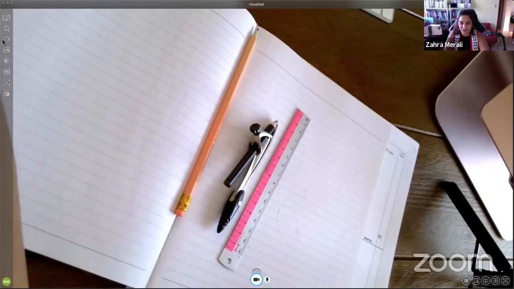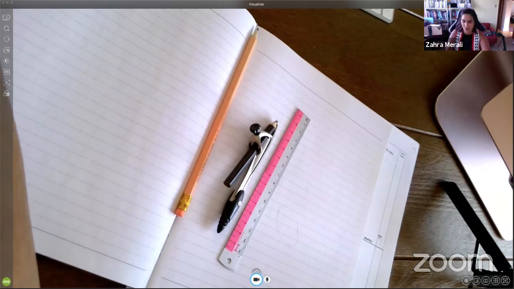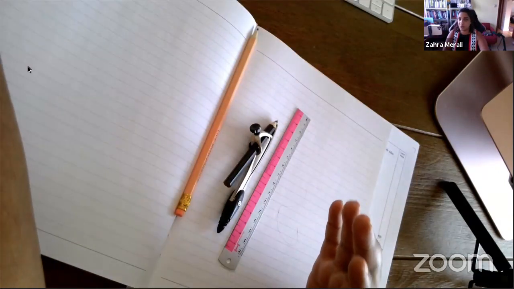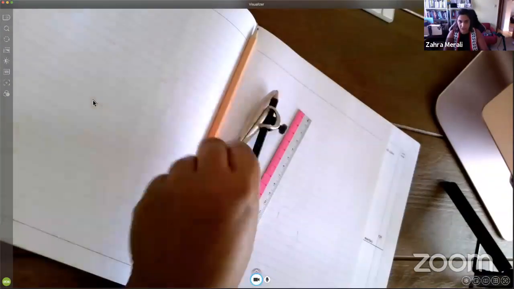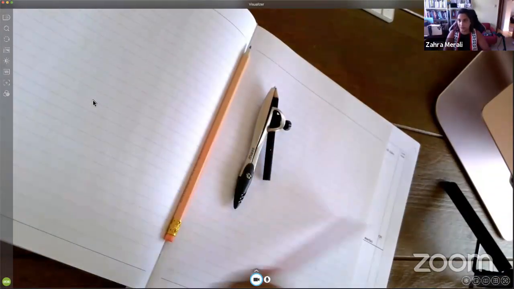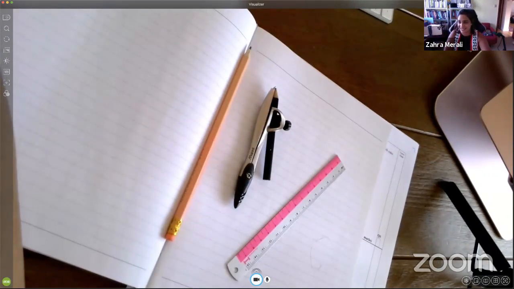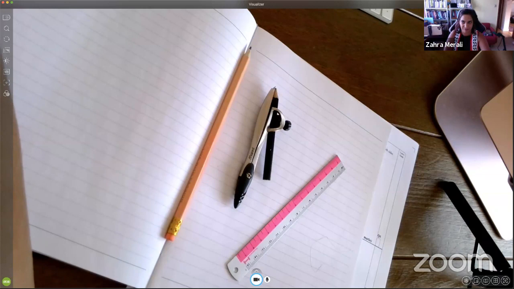Right, so today we're going to be looking at loci and construction. And what we're going to be looking at here is what you'll need with you. You'll need some things in order to do this. What you'll need with you is a compass, a pencil, and a ruler. And this is the same as what we did yesterday, but for some reason it didn't save. So we're back here again.